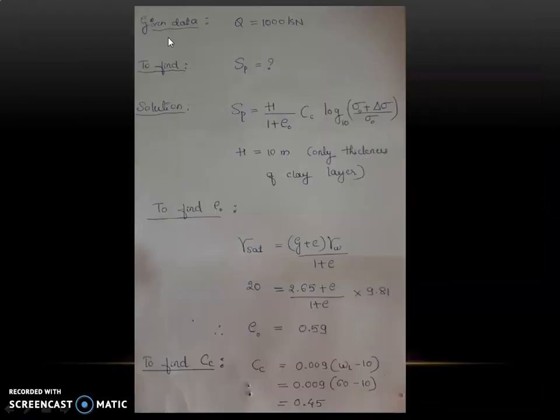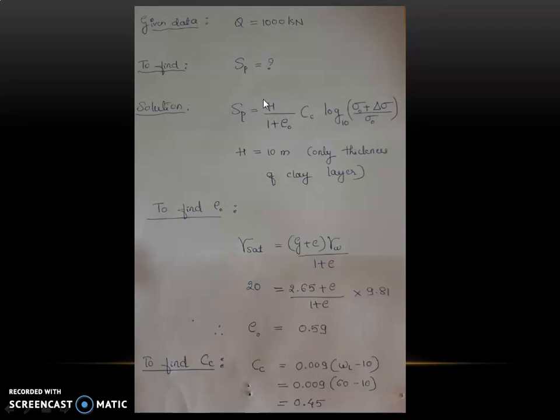To begin with, we will write down the given data. The load acting from the foundation is 1000 kilonewton, and we need to find out the primary consolidation settlement in the clay layer. The formula available to find primary consolidation settlement is H divided by 1 plus e naught into Cc into log of sigma naught plus delta sigma divided by sigma naught.